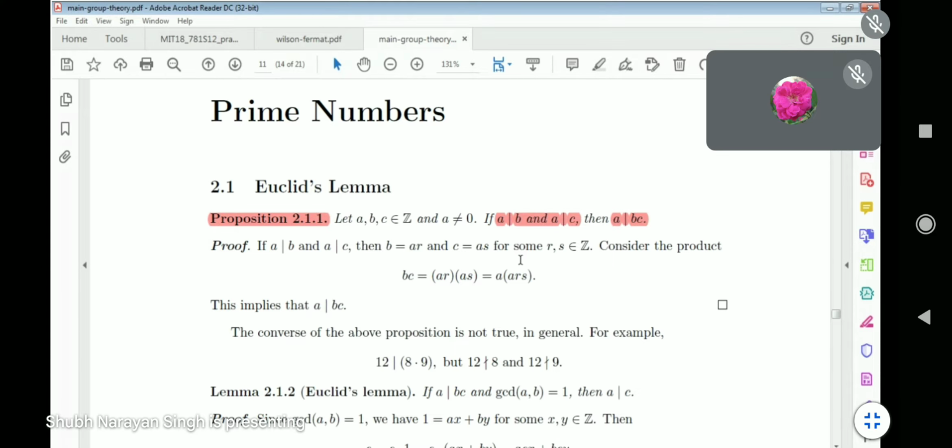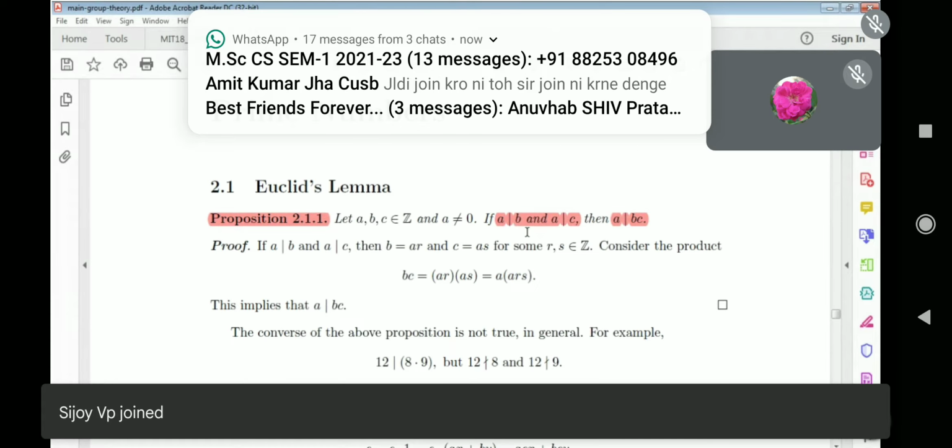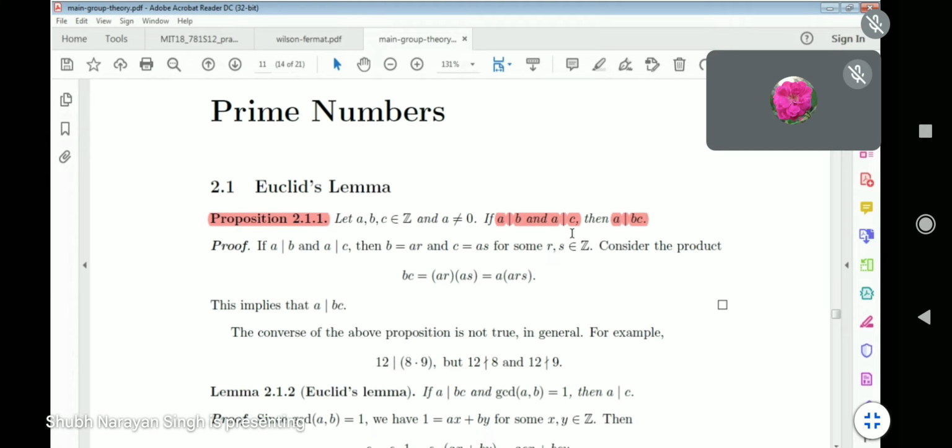The information is a divides b, where a is non-zero, because by default we have to assume that the divisor is always non-zero. That's why a is non-zero. We have a divides b and also a divides c. So by formal definition, you could think of b as having a as a factor. That means b can be written as a times some integer r. So I write here b is nothing but a into r, where r is some integer.